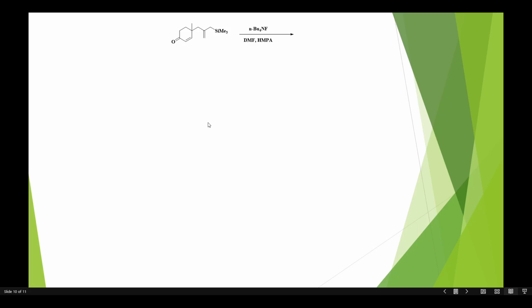Then we will see some problems related to allyl silane also. You will see this one is allyl silane, and we have tetra-n-butylammonium fluoride along with DMF and HMPA. Do you know what HMPA is? Yeah. Then in this particular case, what will actually happen? Yes, we have a fluoride source. Then what?